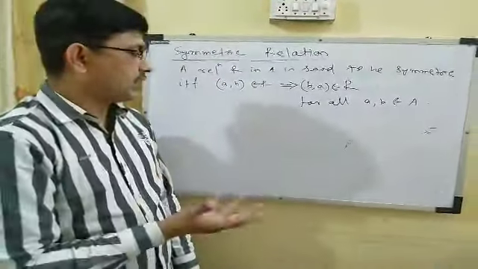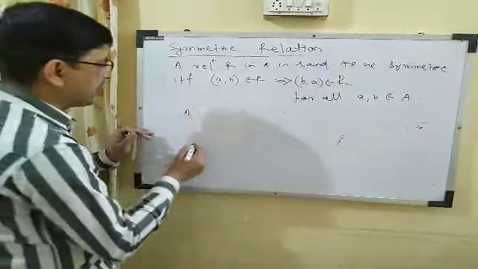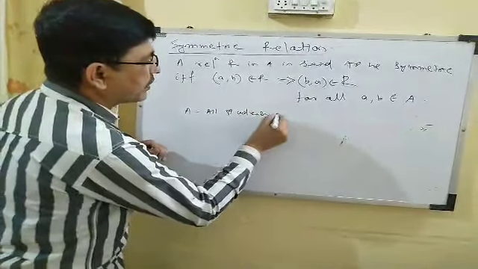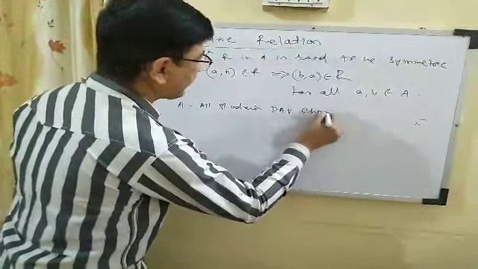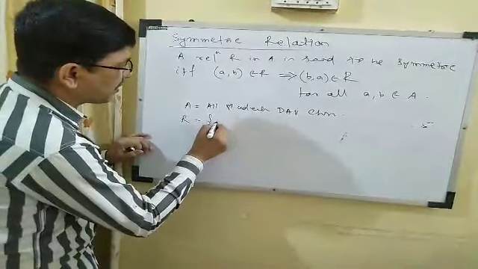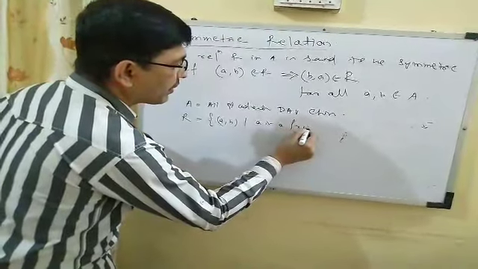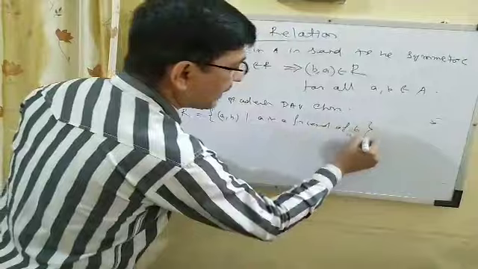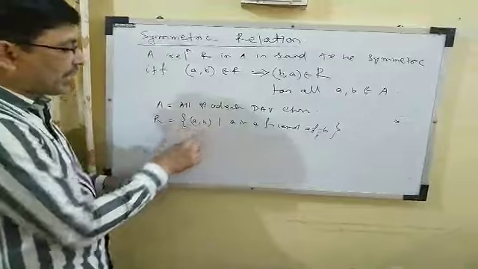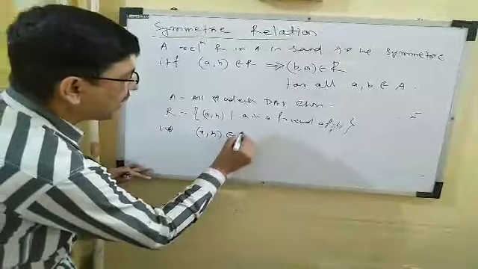So let us take some example. Suppose A is the collection of all the students of DAV Public School Chiriveri, all students of DAV Chiriveri, and suppose R is a relation. R is defined as the collection of all ordered pairs (a, b), such that a is a friend of b. Now, a is related to b. The ordered pair (a, b) belongs to R. Let us assume that (a, b) belongs to R.